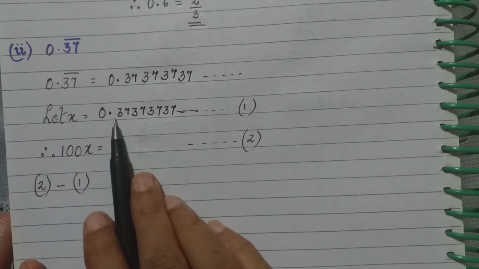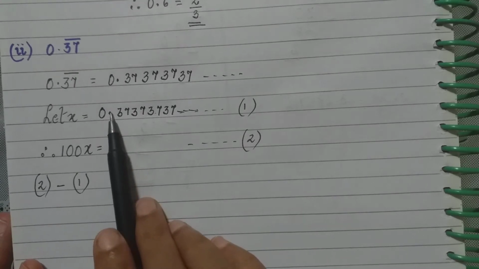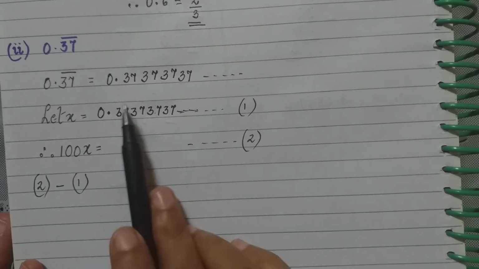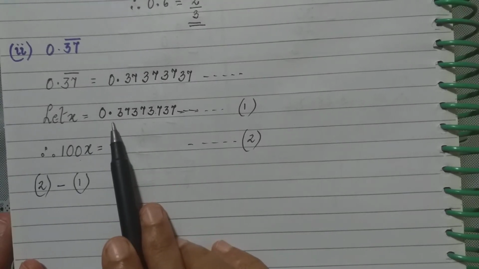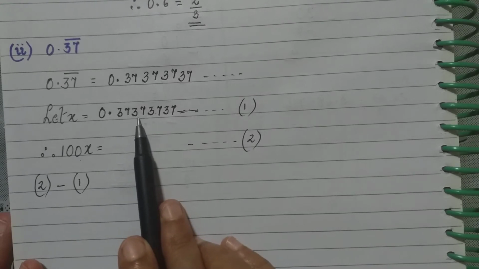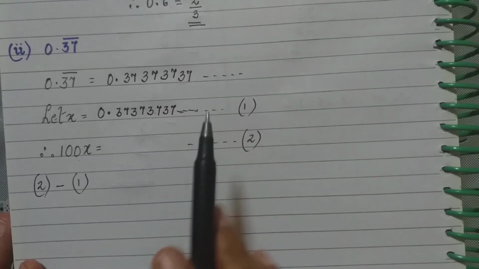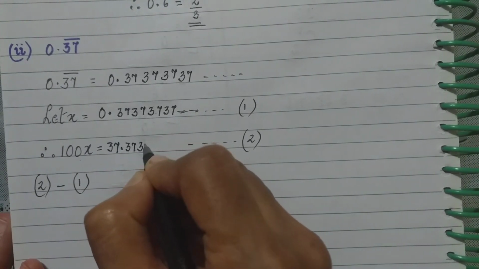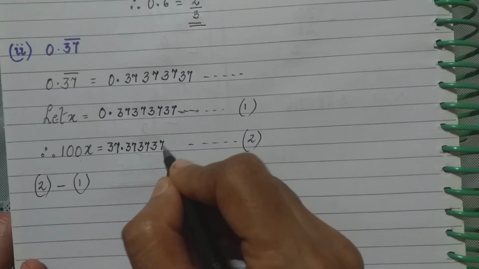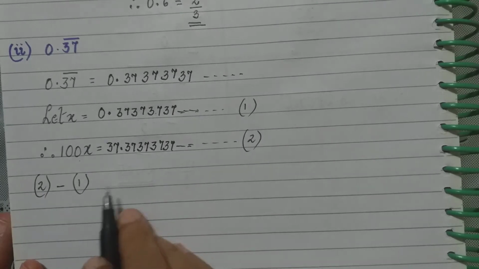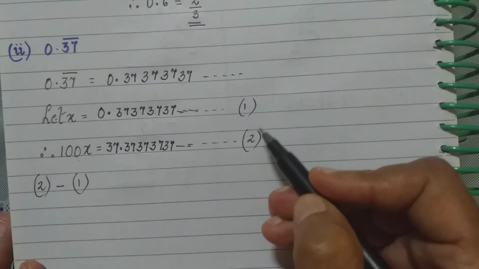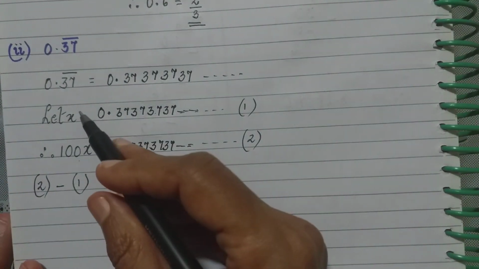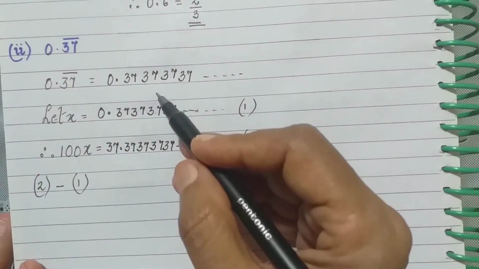So when I multiply with 100, what happens? The point goes not after one place but after 2 places, because there are 2 zeros here. When it goes after 2 places, this number becomes 37.373737 onwards. Okay, so this is 100x. Now I have to subtract 2 minus 1 as we did in the previous question. So left hand side minus left hand side, right hand side minus right hand side.